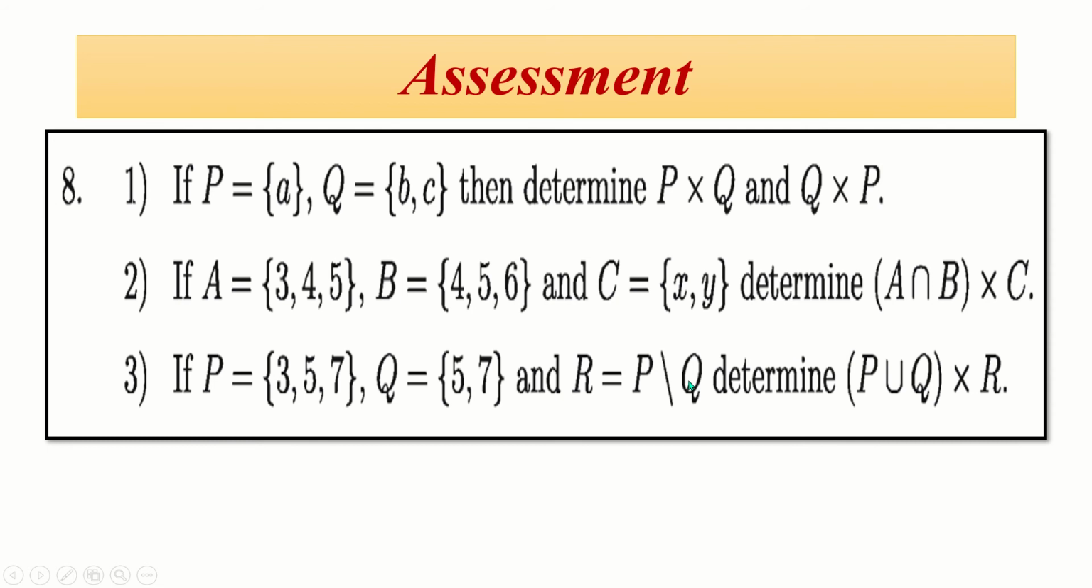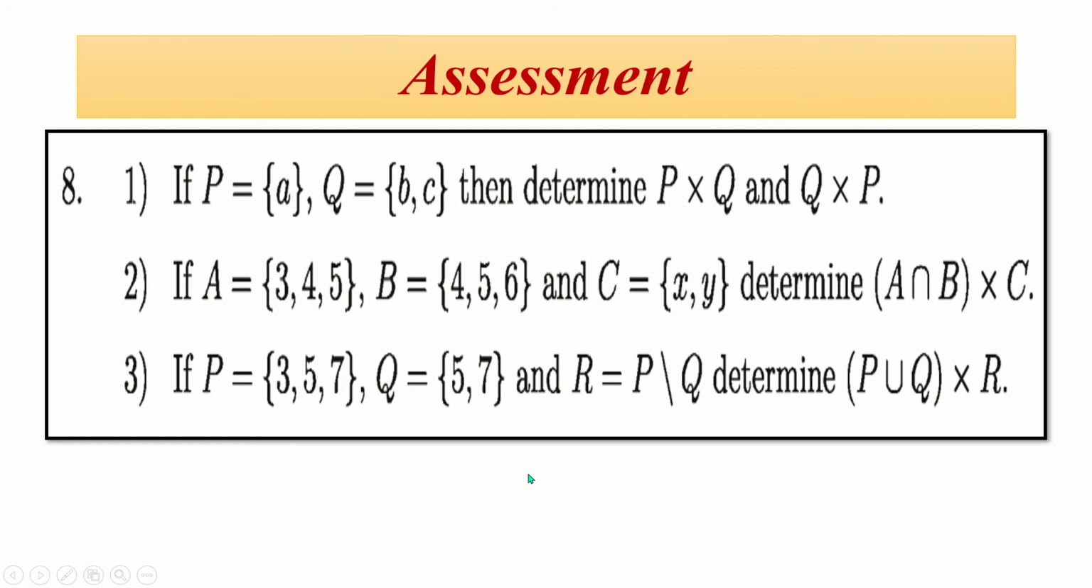And here R is equal to P minus Q, P slash Q. That means we have to subtract Q from P. So this will be only {3}. So P union Q is equal to what? P union Q equals {3, 5, 7}. And R is equal to only {3}. So the result of this will be (3, 3), (5, 3), (7, 3). This is the required answer. We can directly solve.